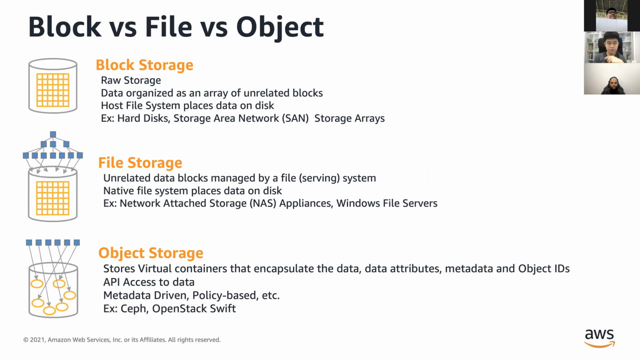From block, file, and object, the key thing to understand is block storage is raw storage, right? It's hard disks, basically storage arrays and stuff. You have file storage, which is basically where you're storing the files. If you've ever worked in an office environment, you'll notice that everyone has a central server where they store all the documents, or all the files. That's basically file storage in a nutshell.